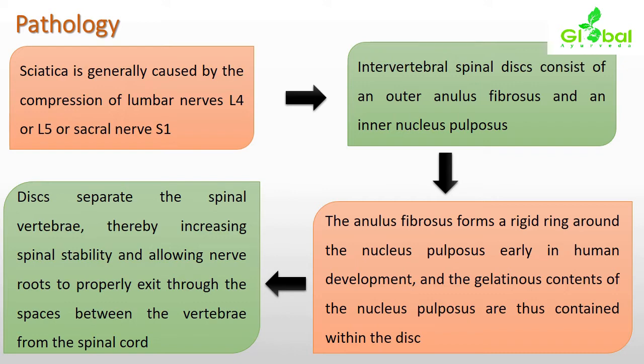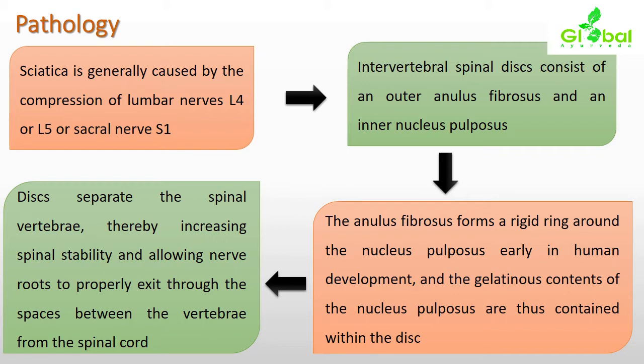The intervertebral spinal disc consists of an outer annulus fibrosus and an inner nucleus pulposus. These are the two main components bound to the intervertebral spinal disc. The annulus fibrosus forms a rigid ring around the nucleus pulposus early in human development, and the gelatinous contents of the nucleus pulposus are thus contained within the disc.